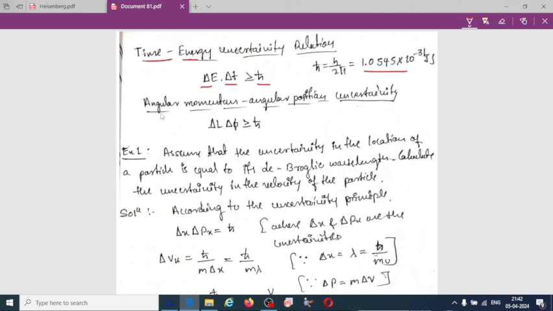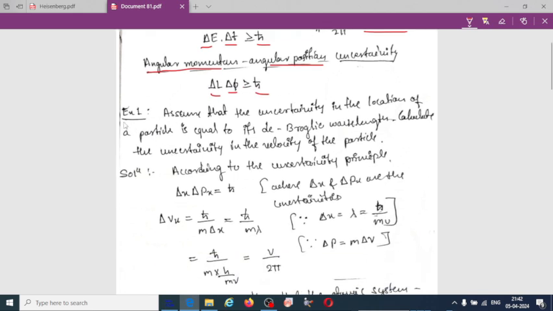Another example for uncertainty is angular momentum and angular position, or theta angle. You can't predict both simultaneously. Therefore, the product of uncertainty in angular momentum and uncertainty in angular position is greater than or equal to h cross. So let us solve some problems on today's topic.